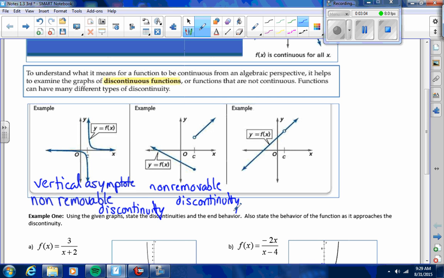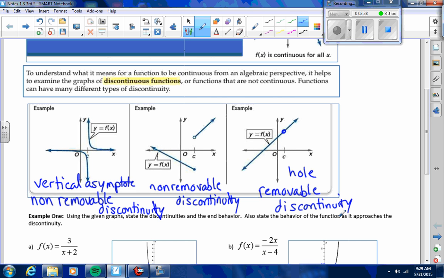Then let's look at the third graph. Could we say the third graph is continuous everywhere? Nope. What do you see? We see a hole. There's a hole in the graph right there. When there is a hole in the graph, we call that type of discontinuity removable. It is a removable discontinuity.